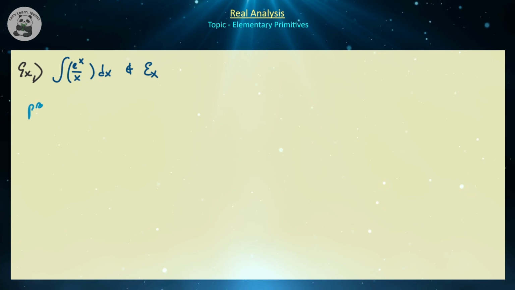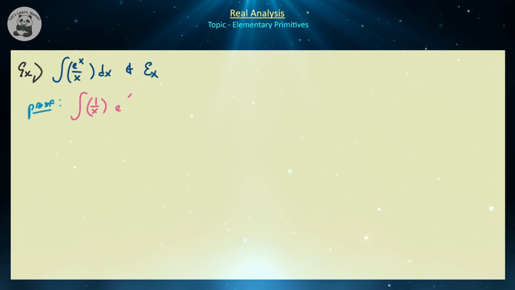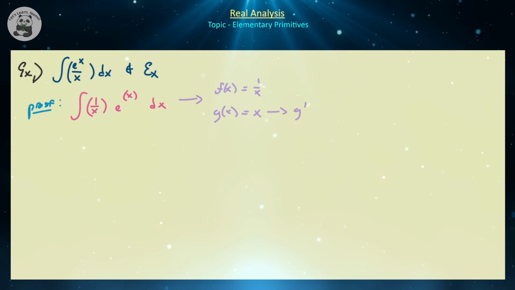All right. So how are we going to prove that this does not have an elementary primitive? So the first thing that I want to do is rewrite this integral in the form the integral of 1 over x times e to the power of x dx, so that I can easily identify my f and my g, so I can use this Liouville theorem directly. So my f of x, in this case, will be 1 over x, g of x will be equal to x, and keep in mind we need to find g prime of x, and in this case that's going to be equal to 1.